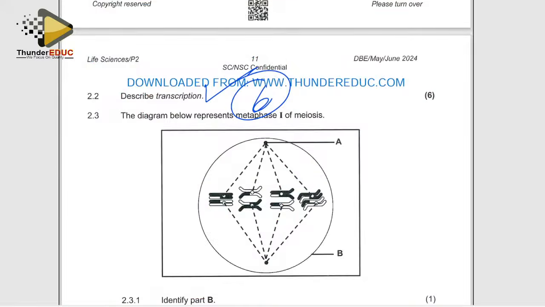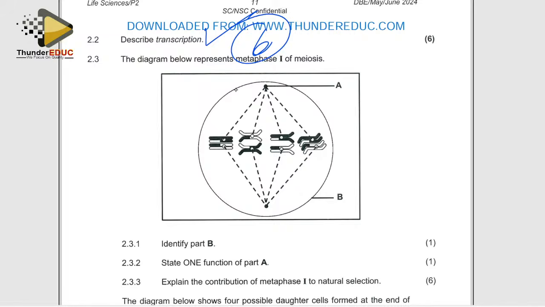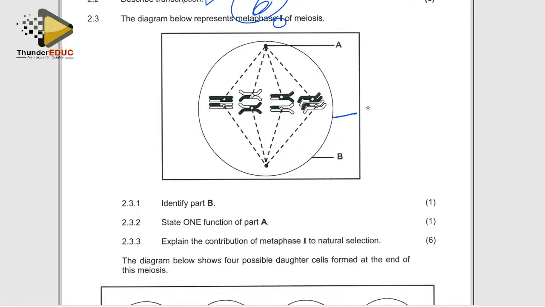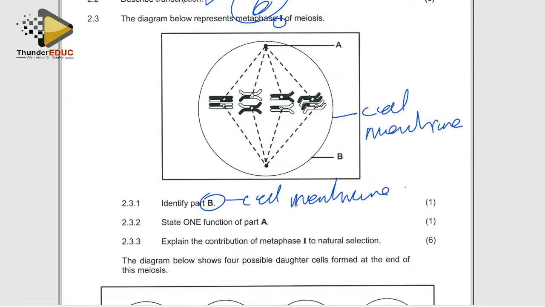So basically, the next question says the diagram below represents metaphase 1 of meiosis. Guys, this is a cell membrane. I told you that when the cell is in metaphase or anaphase, we don't have a nucleus or nuclear membrane, we only have the cell membrane. So the answer here is cell membrane. State one function of A. The function of A is the production of spindle fibres, which are used to hold the chromosomes in position.